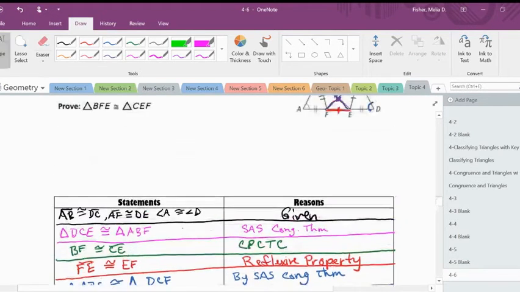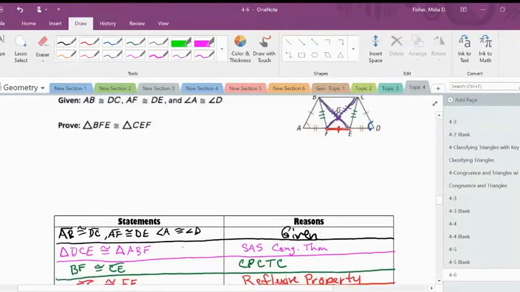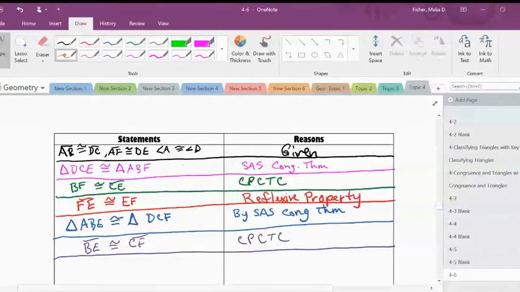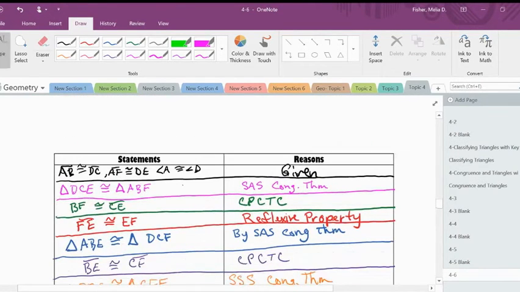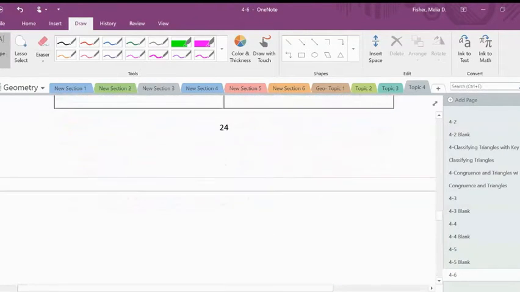And then we have enough information to prove that triangle BFE is congruent to triangle CEF, and that is by the side-side-side congruency theorem. This is what we were trying to find. Go ahead and pause your video and do the try it, and come back and check your answer.